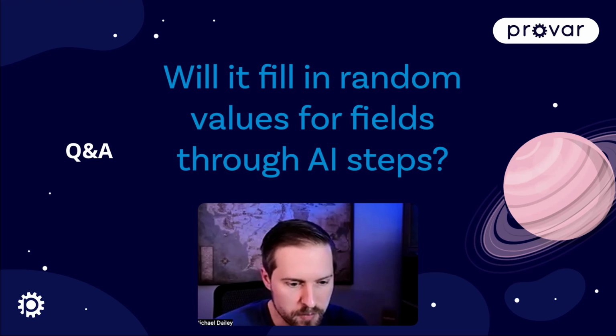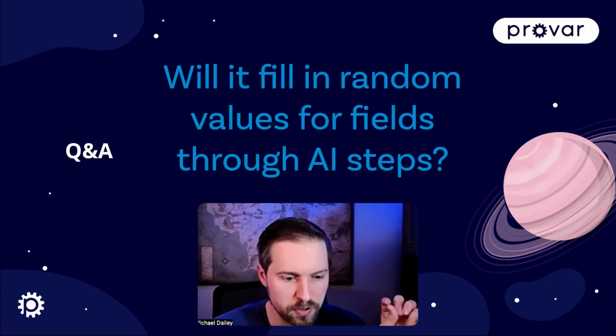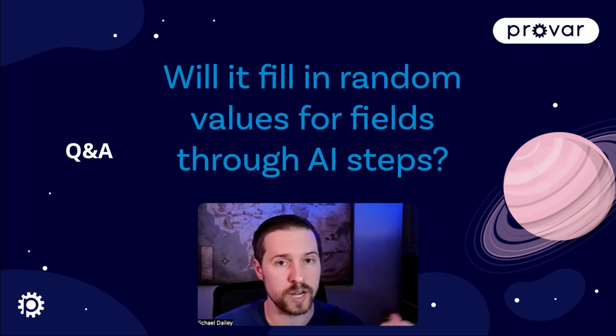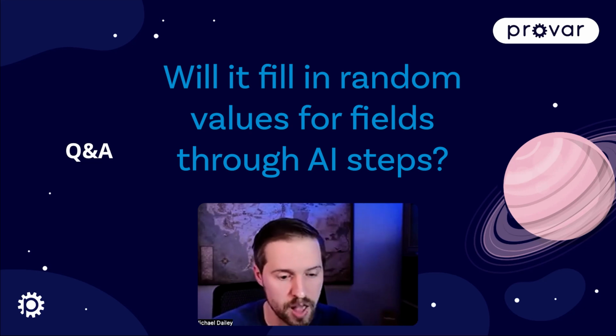Will it fill in random values for fields through AI steps? It fills in random values whenever you're creating new records or you're editing existing ones. But if you're doing assertions, it's using the values as they are.